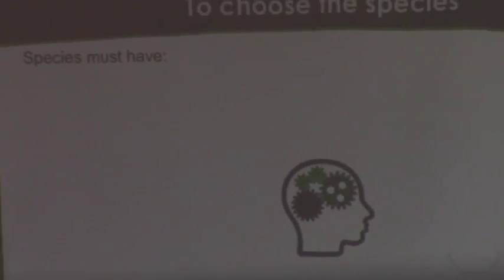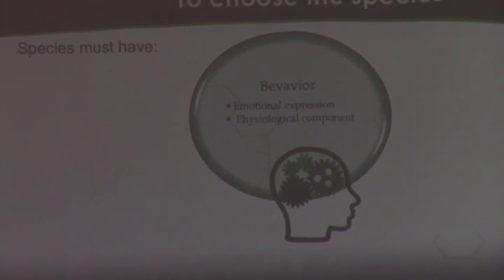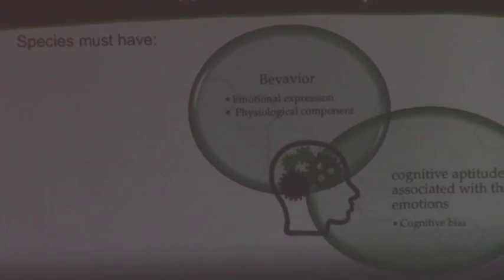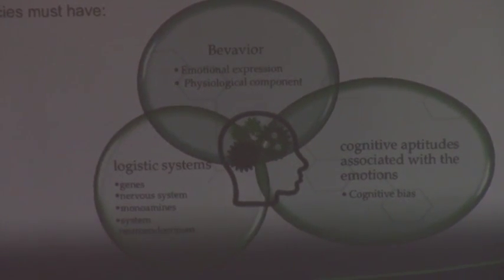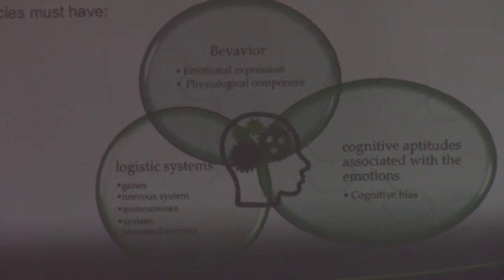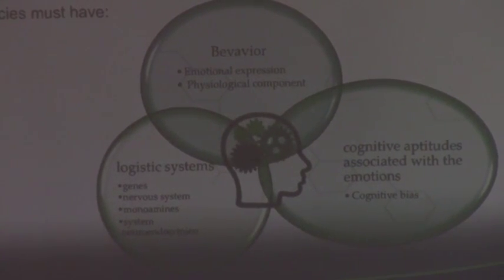After, we need to choose the species. Why species? Because we need to find finally what animal can be used for the study, and finally Scherer says the species must have behavior, the same emotional expression, physiological component, cognitive aptitude associated with the emotion, and cognitive bias, and the logistic systems in genes, nervous system, monoamines, system neuroendocrinian.